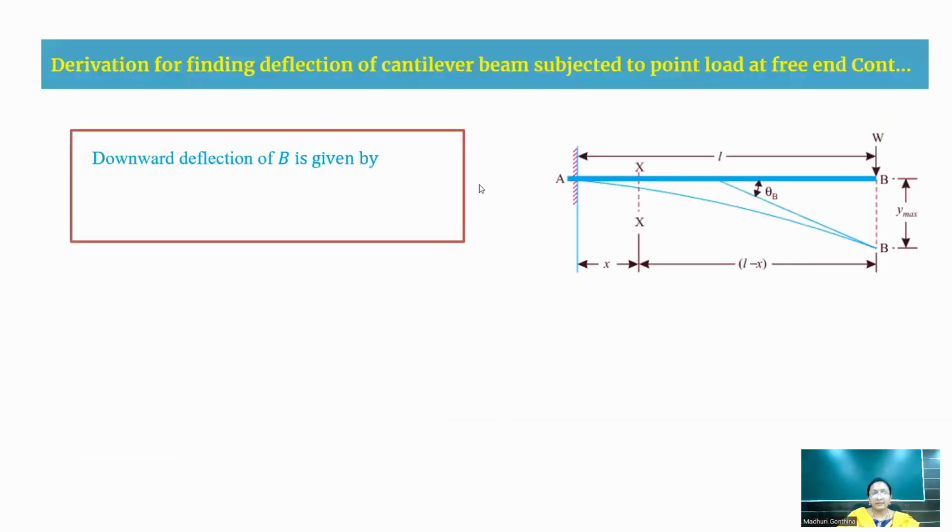You can see here the downward deflection at this B support is given by WL cube by 3EI. Here positive indicates that the deflection is downwards. So this is how you derive a deflection formula for a cantilever beam which is subjected to a point load at the free end. Likewise, you can derive for any case. Just a sample one I have told you.